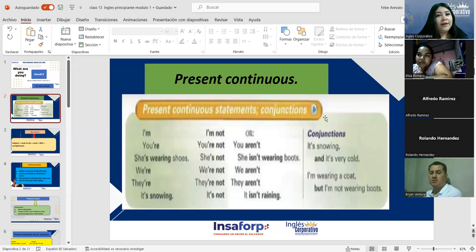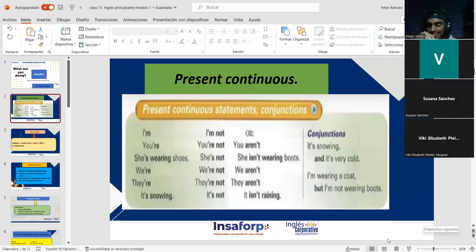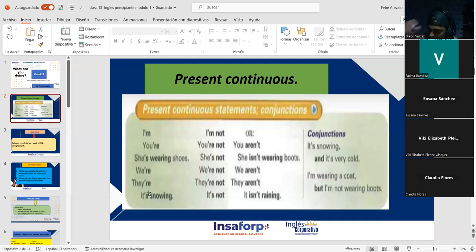Conjunctions. Vaya, todavía no vamos a llegar a esta parte de las conjunctions, right? Porque estamos en el simple present. So let's check in the present progressive. Vamos a tener a Fátima Ramírez, please, the first column, primera columna, and then Claudia Flores, the second column. Luego la columna de los negativos, Claudia Flores. Action, Fátima.